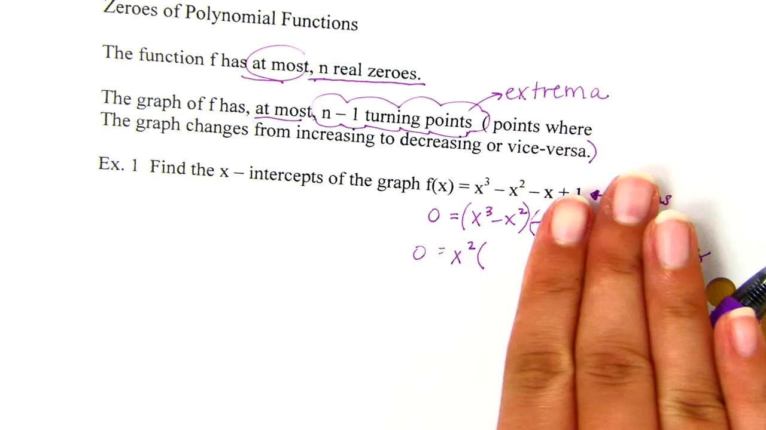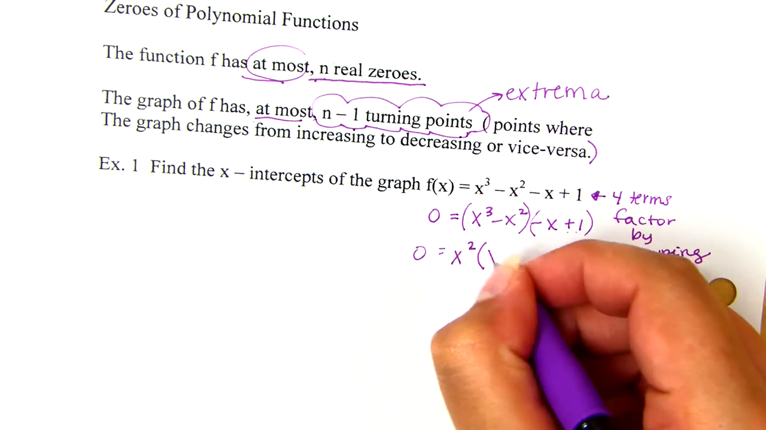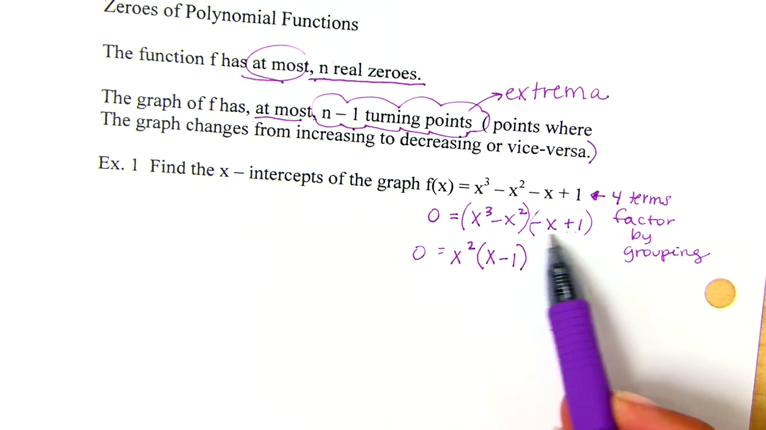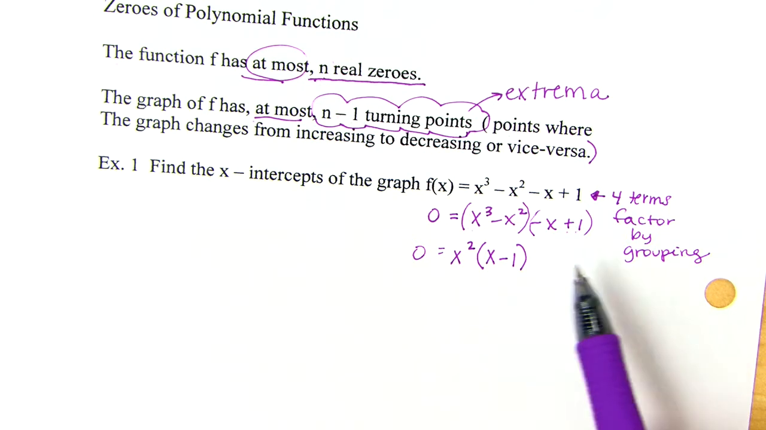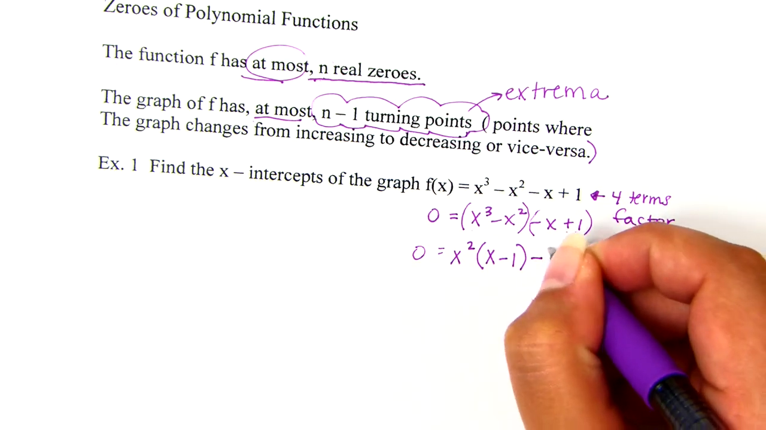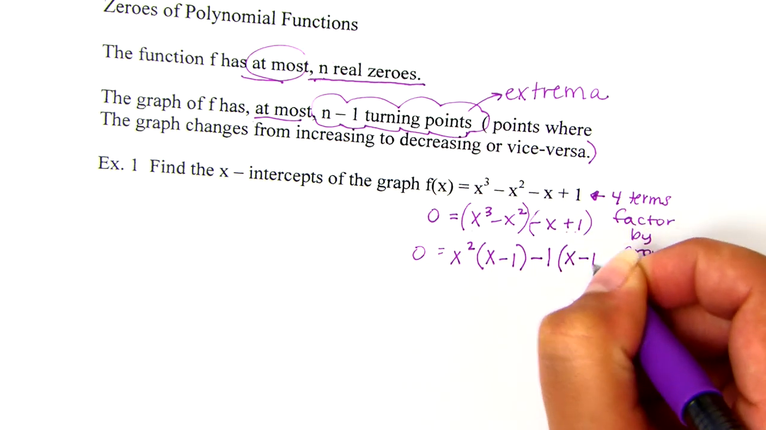But for this technique, I'm looking at the first 2, and I want the highest power on x that they both share, so it would be x squared. So I'm going to have x minus 1 remaining when I factor out x squared. I'm going to follow this up with factoring out a negative 1. Now, why a negative 1? It changes the sign, but why do I care about that?